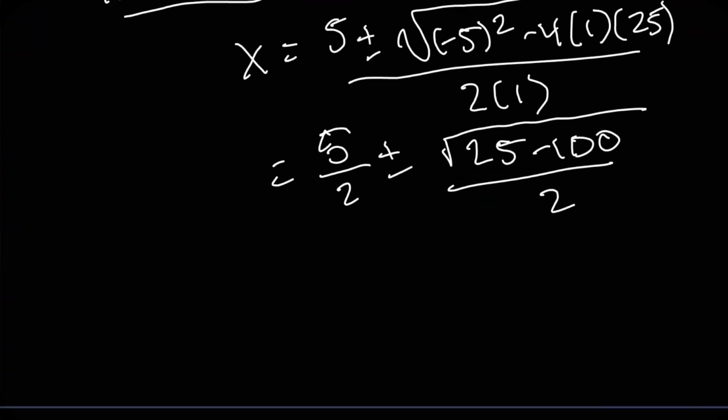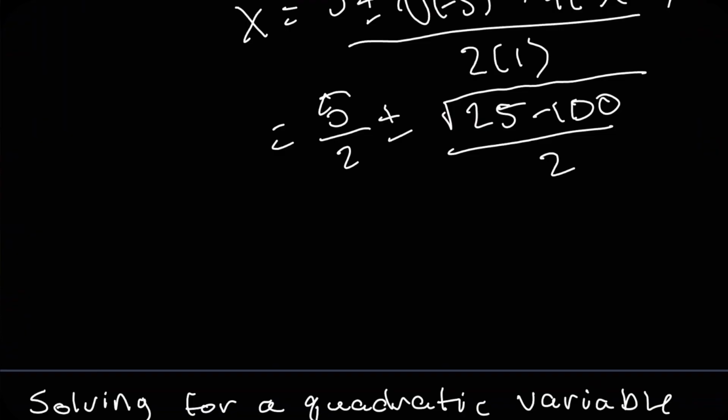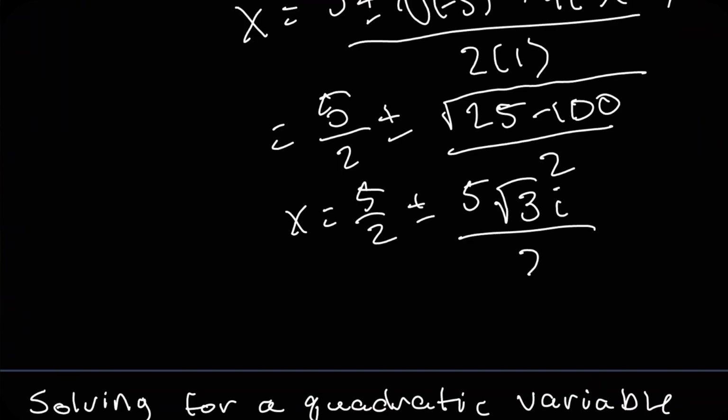And we're going to have a negative underneath our square root, so we do need to simplify that one as well. x will be equal to 5 divided by 2 plus or minus 5 square root of 3i, all divided by 2. And that's going to be our final solution.